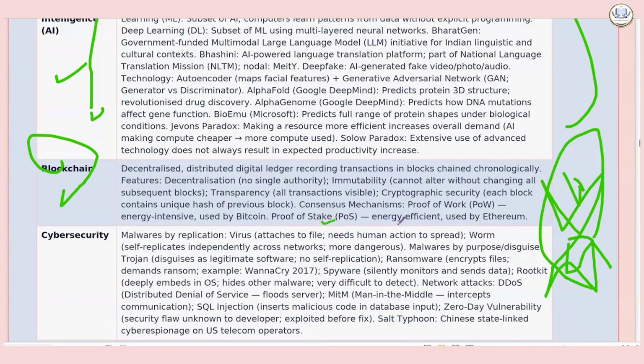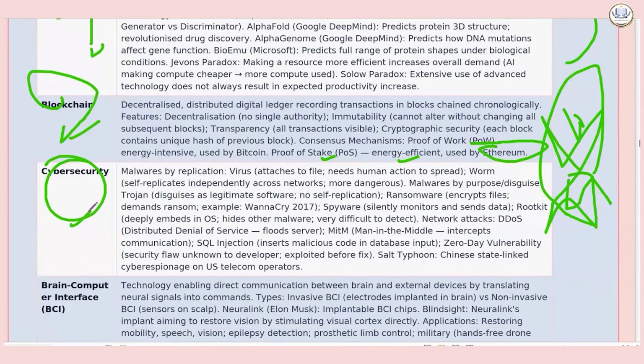Now, proof of stake is energy efficient and is used by Ethereum. So they are trying to build energy efficient ones also. Cyber security. So viruses attach to a file and need human action to spread.